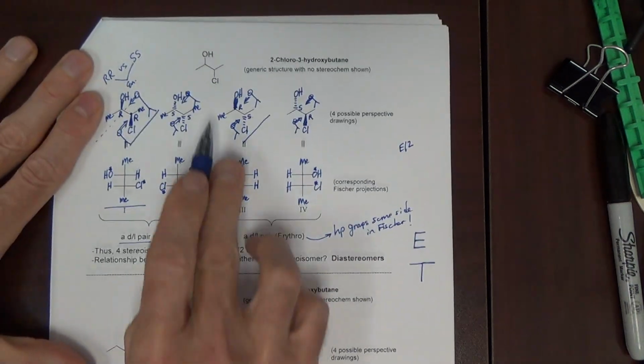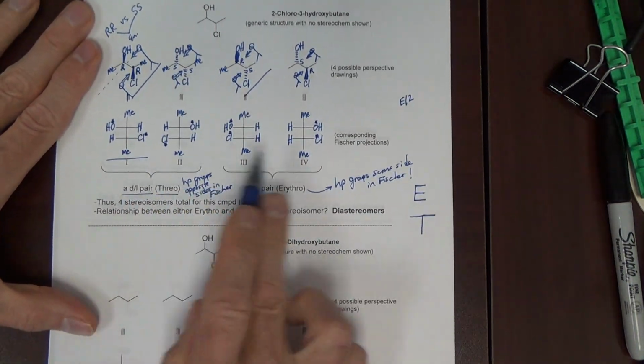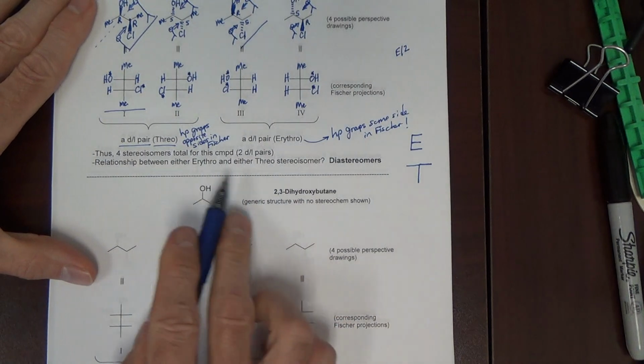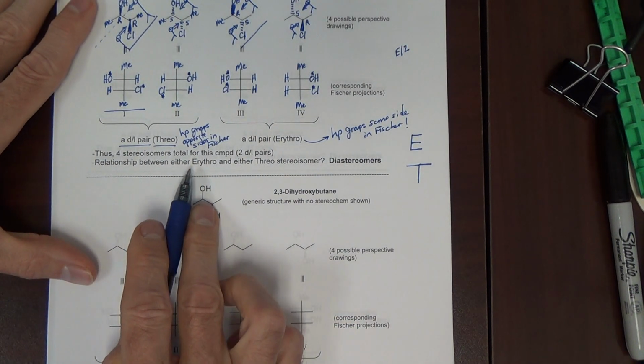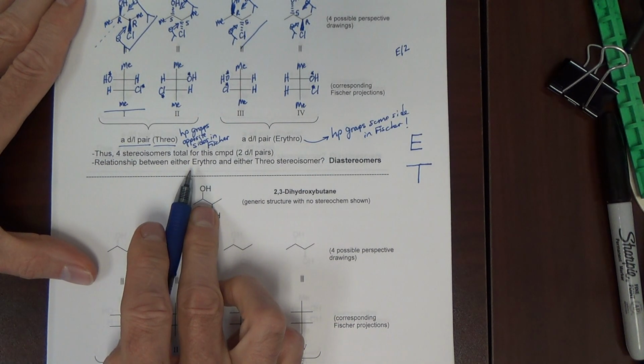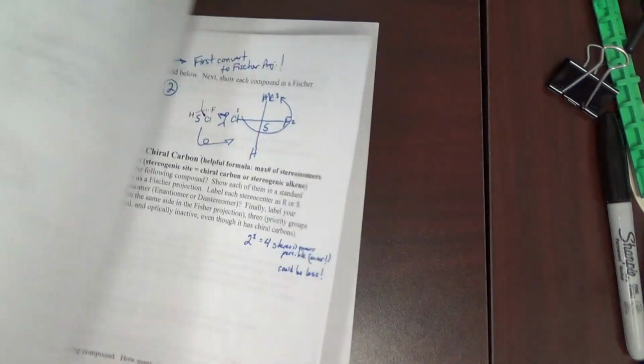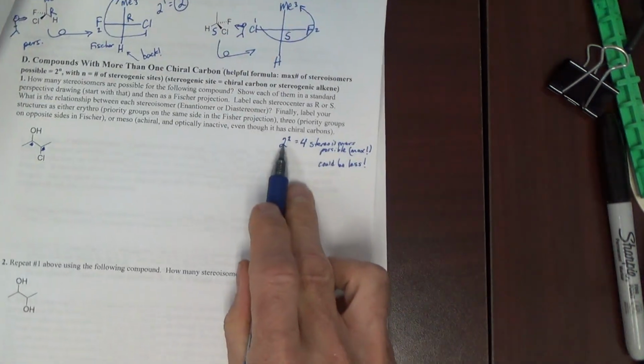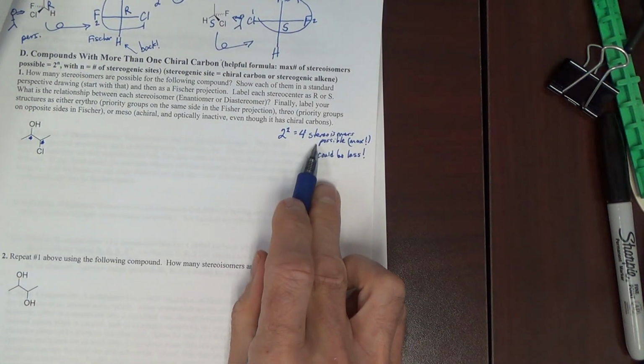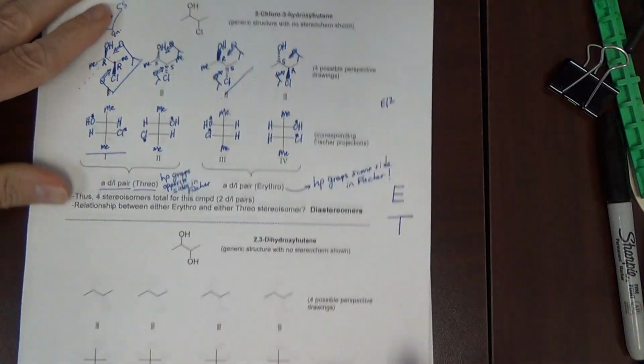So this compound can actually exist as two different DL pairs for a total of 4 stereoisomers. Okay? But we already knew that. Remember, didn't we say 4? Yes, 2 to the 2 equals 4. We drew them.